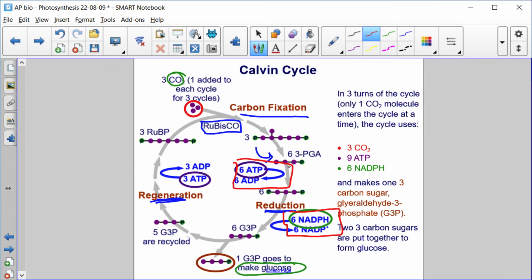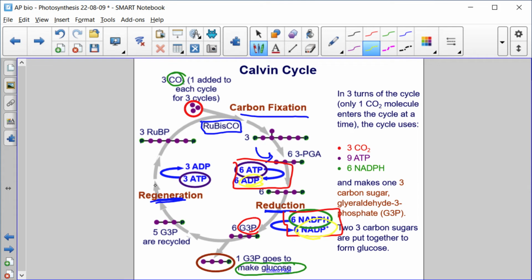3-PGA is reduced to form G3P, which is a carbohydrate. The ATP is now ADP, and the NADPH is now NADP+. Those are returned to the thylakoids to be converted back to ATP and NADPH by the light reactions. One G3P molecule is set aside to make glucose, and most of the rest, the remaining, continue in the Calvin cycle, this third phase of the Calvin cycle, or regeneration.